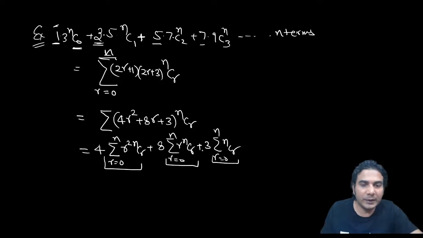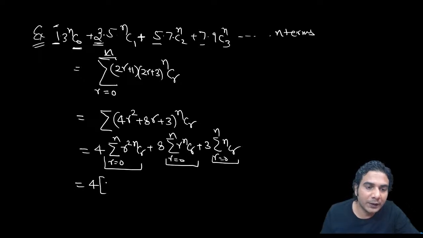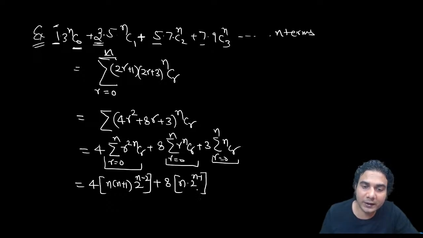I have told you to remember all 3 values. What was the value of R square NCR? It was n into n plus 1 into 2 raised to n minus 2. Okay, so this is the first value, plus 8 times, what was the value of this R NCR? It was n into 2 raised to n minus 1. All right, plus what was this value? 3 into 2 raised to n. All right, now you can take common. So 2 raised to n is common.